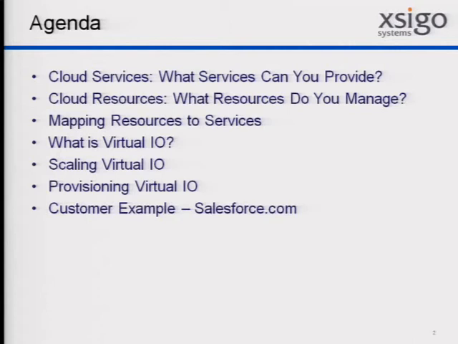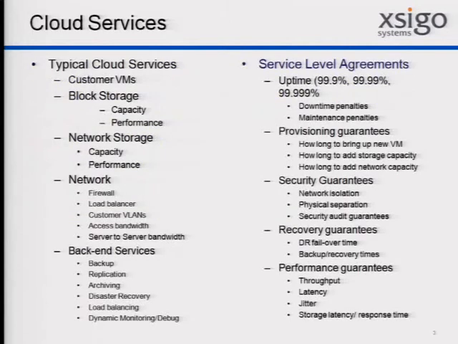And then, what resources do you actually have to manage when you're deploying a cloud? Let's talk about the cloud services, right? Typically, when you look at a cloud service, something like EC2 or Rackspace Public Cloud, what you're really renting is a VM. You get CPU, you get memory. You don't really get a lot of options on type of storage, type of network, guaranteed bandwidth, guaranteed services, guaranteed reliability, guaranteed availability.